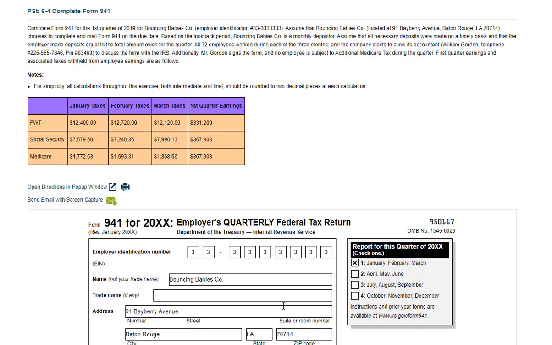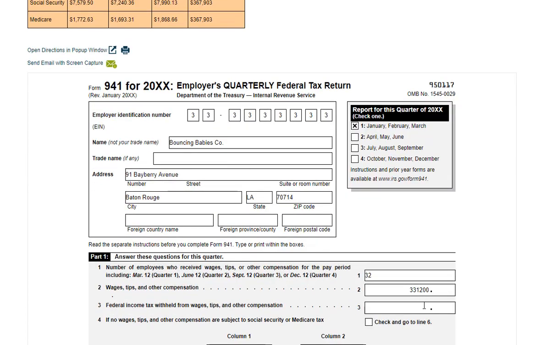Federal income tax withheld. The FWT stands for Federal Withholding Tax, and amounts are given for the January tax, February, and March. Sum those up, $37,240.